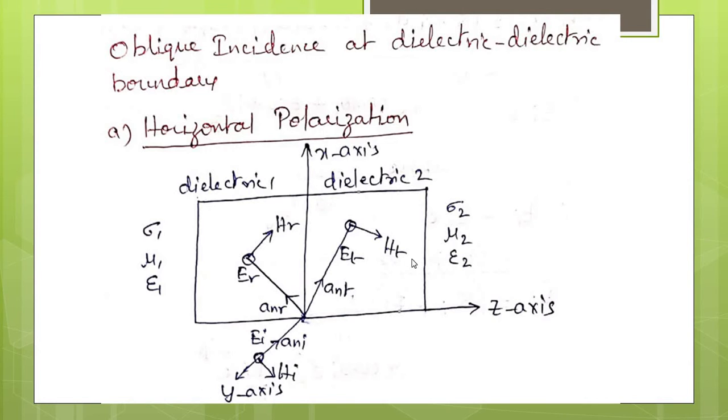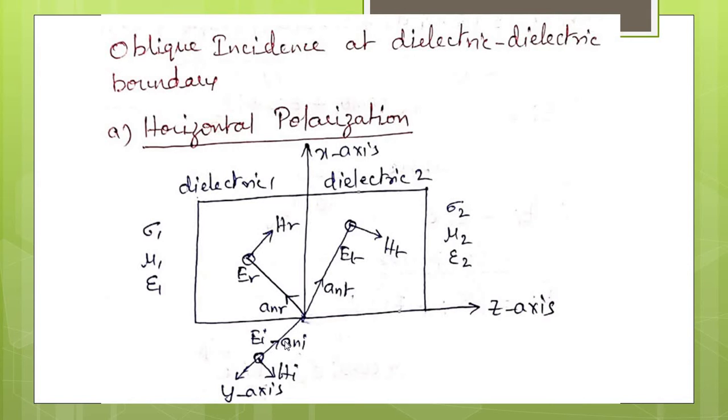This is the diagram for horizontal polarization. The electric field component is perpendicular to the plane of incidence. So this is EI and in the other direction we need to put HI. This is ER and HR, ET and HT. EI is in the direction of the y-axis, the wave is progressing along the z-axis and this is the x-axis. Here these are the two media, one is dielectric 1, the second one is dielectric 2.